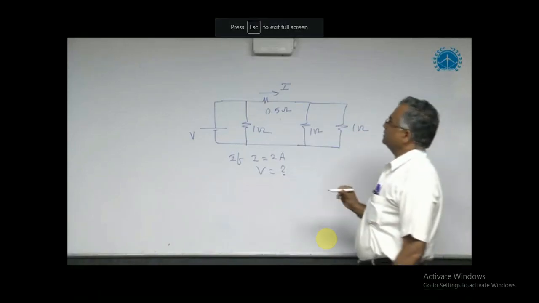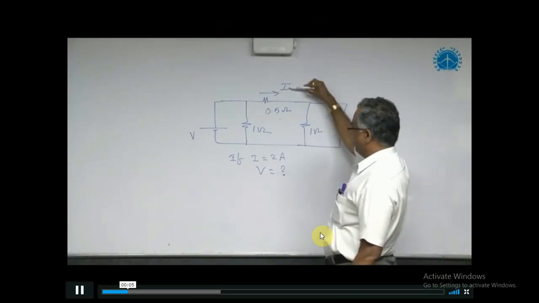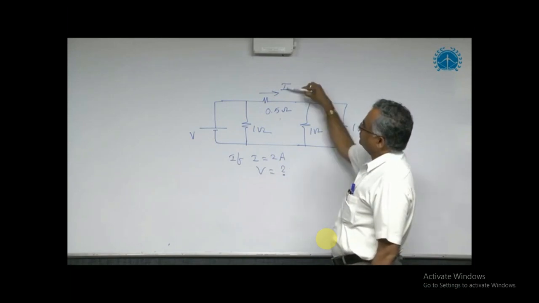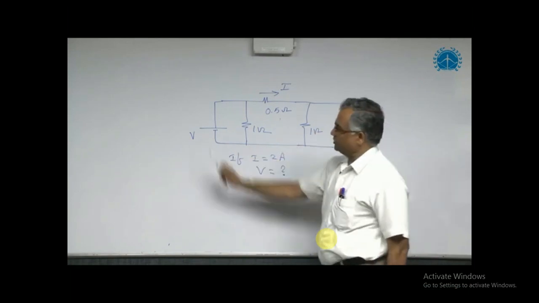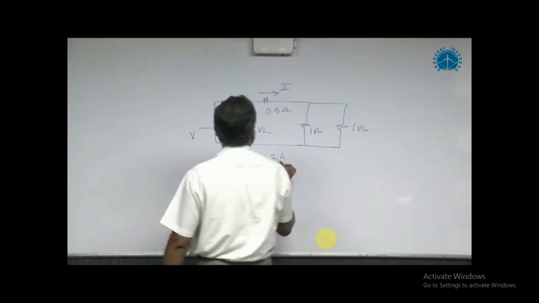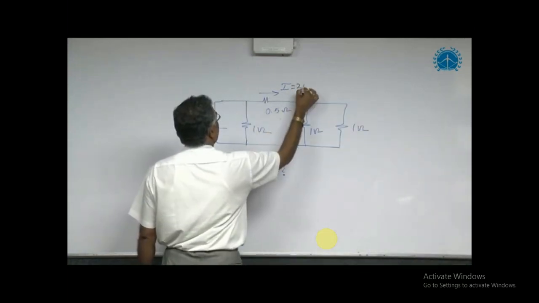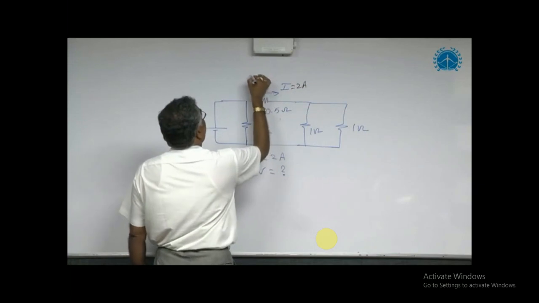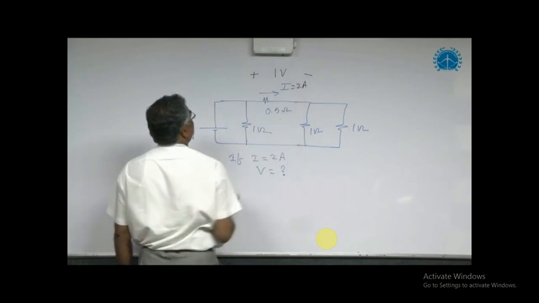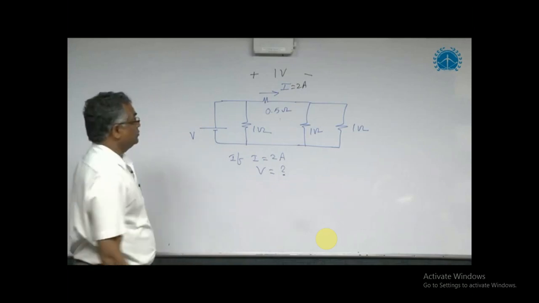In this problem, what is given is the current I as 2 amps. With this current of 2 amps, what is the voltage V? That is the question. Since the current of 2 ampere is given, what is the voltage here? 2 into 0.5, 1 volt. 2 into 0.5, 1 volt.